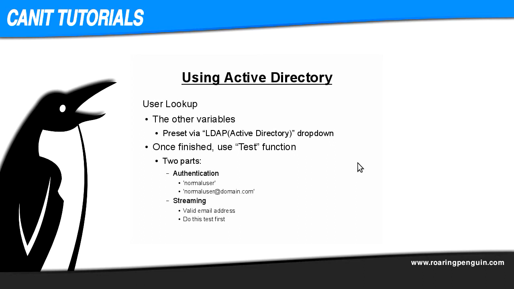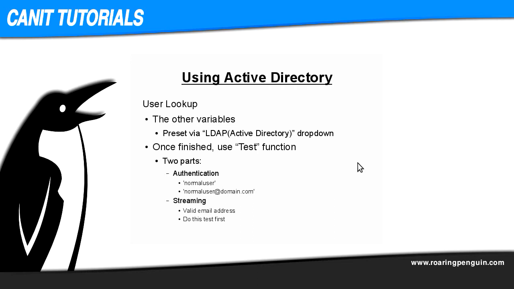In addition to using those 4 bits of information, when you watch the live example you'll see that there's a bunch of other variables. These variables get preset to the values that work with Active Directory when, during the creation of the user lookup, you select LDAP (Active Directory) from the dropdown. So once you put those 4 pieces of information in, finish up and save the new user lookup.